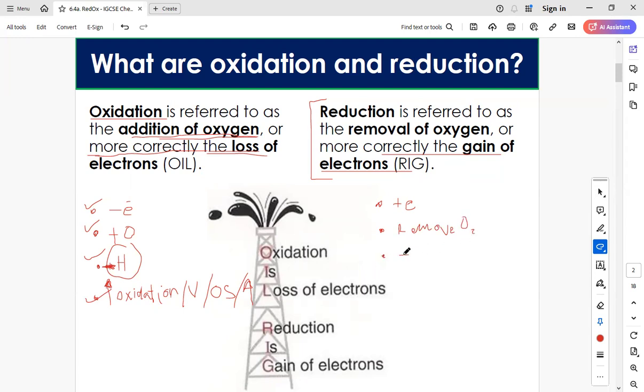Or add hydrogen. When you add hydrogen, what happens? Hydrogen gives its one electron to the element, right? So if you add hydrogen, it's also reduction. And a decrease in the oxidation number is also reduction. So this is the breakdown of oxidation and reduction.